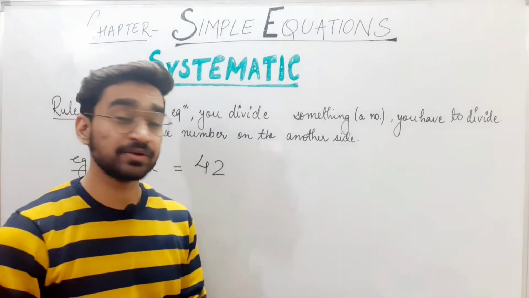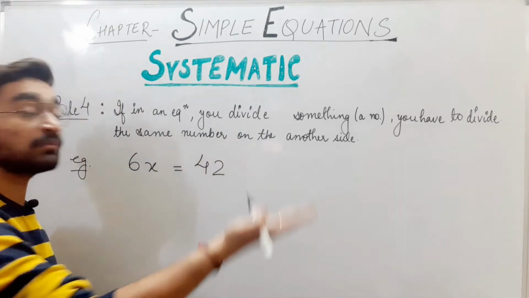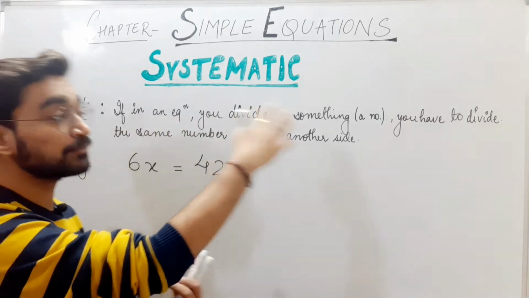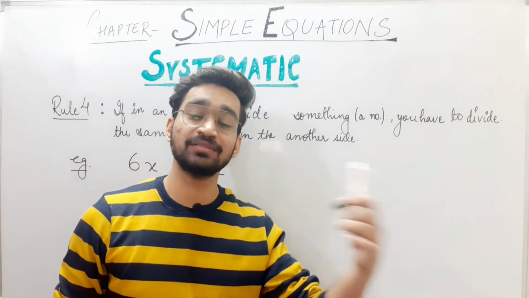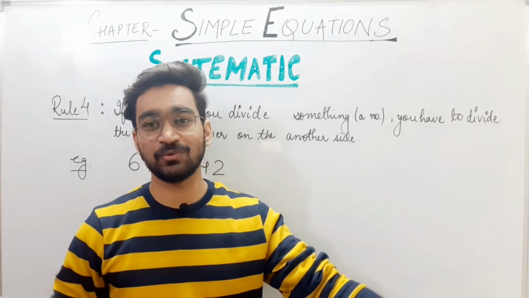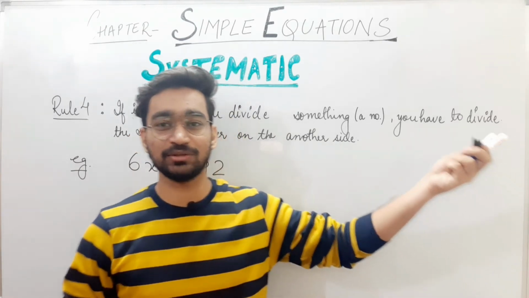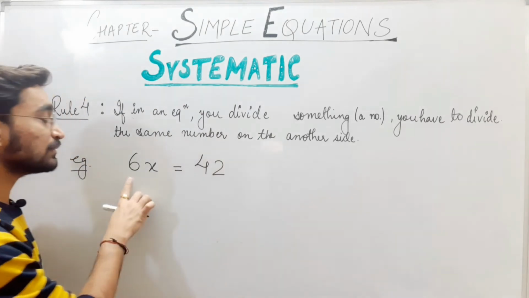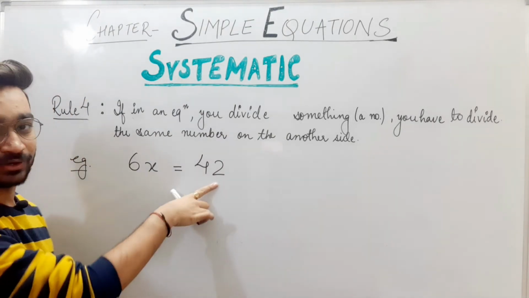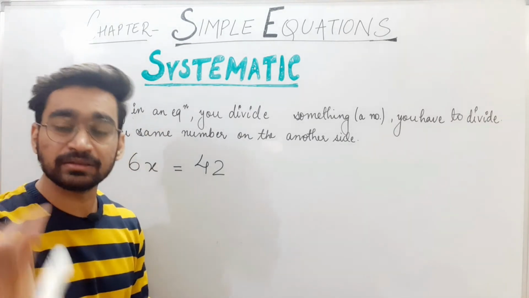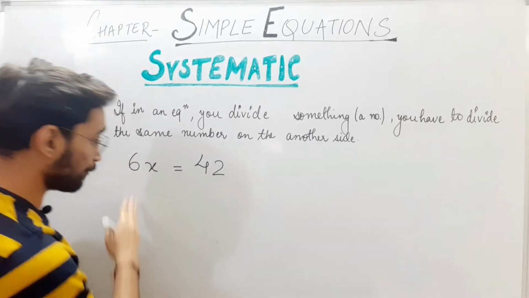Now let's check rule number 4. Rule number 4 says that if you divide a number from one side of the equals sign, you have to divide by the same number on the other side of the equation also. Let's check the example, that is 6x equals 42. 6 into x is equal to 42. Main motto, only x should be there, nothing else on one side.